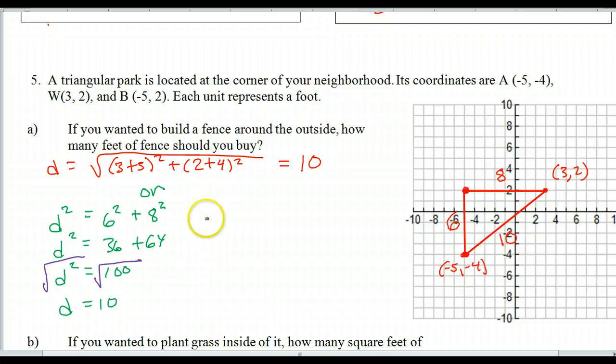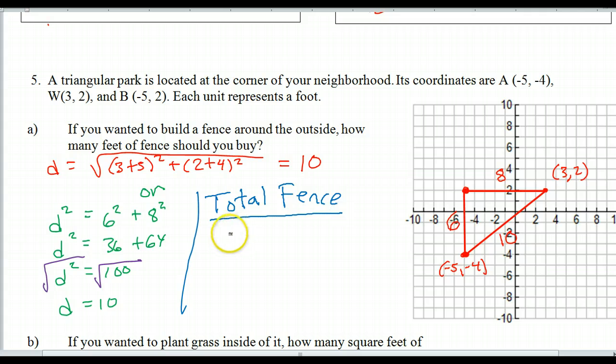So that means the total fencing is going to be just the 6 plus the 8 plus the 10. So that's 24 feet. Okay, so the total fencing is going to be 24 feet.